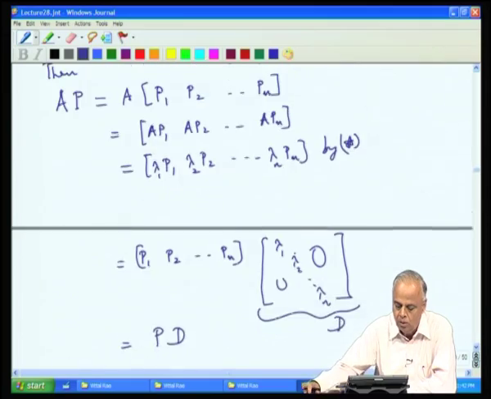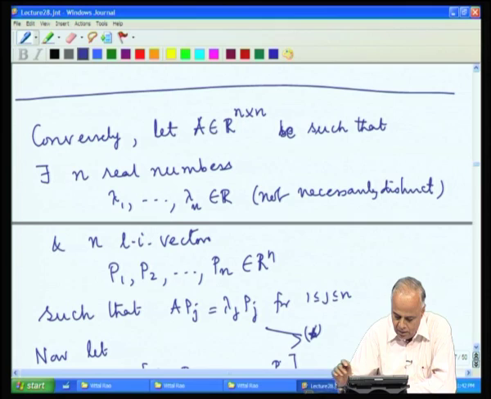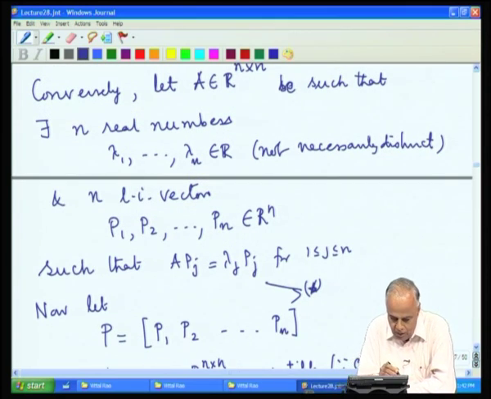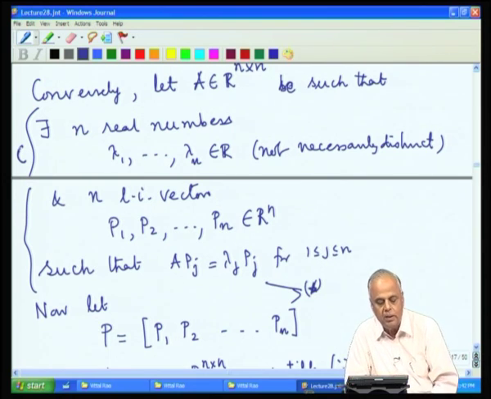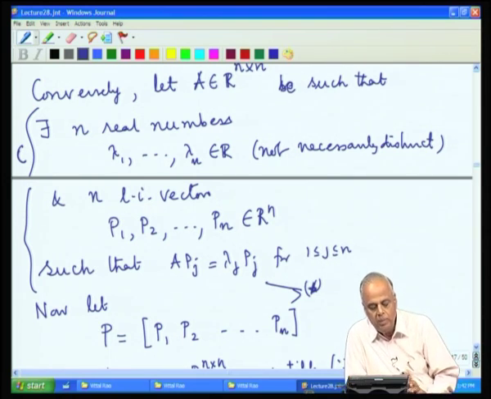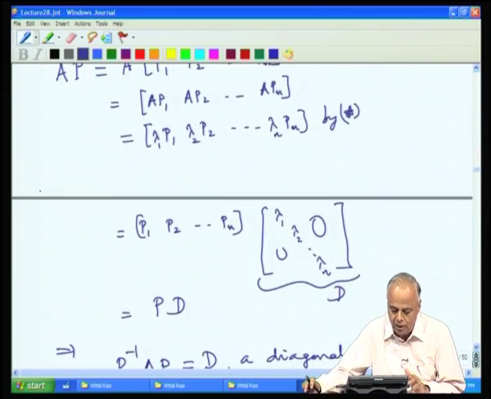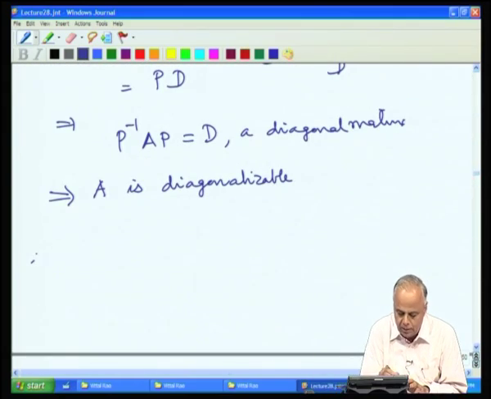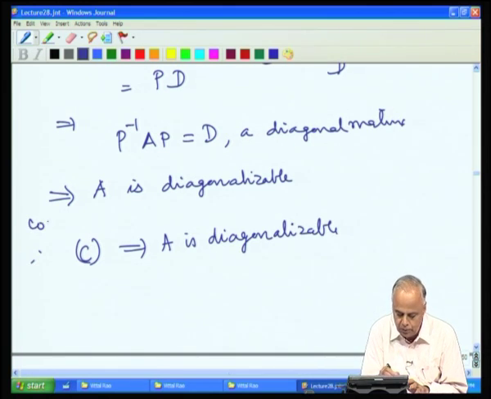So, now we call these conditions, this whole set of conditions, as C. What are those conditions? There are n real numbers, n linearly independent vectors such that A p j is equal to lambda j p j. What we have seen now is C implies A is diagonalizable, and what we saw earlier was this is conclusion 2.